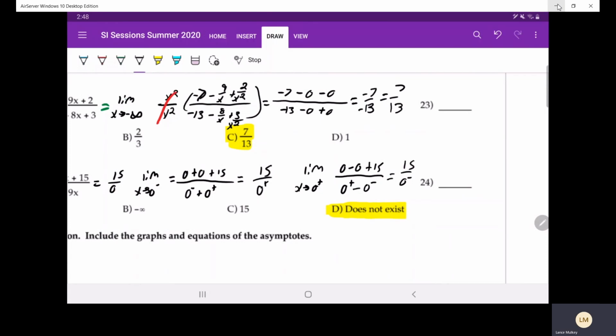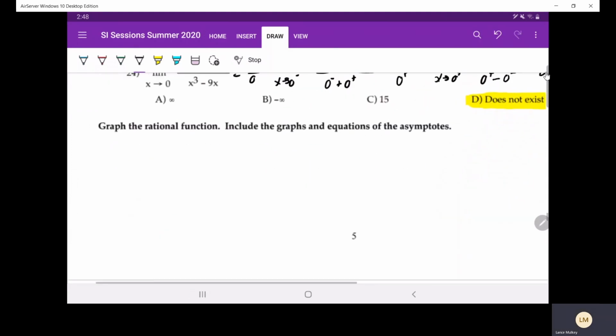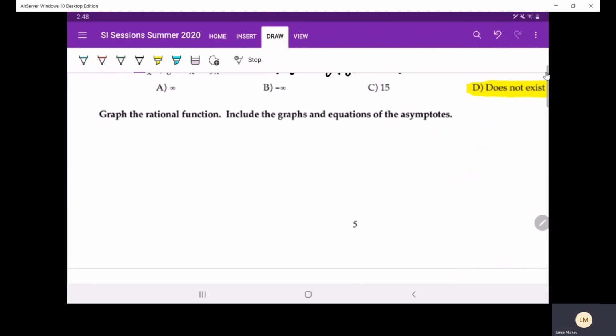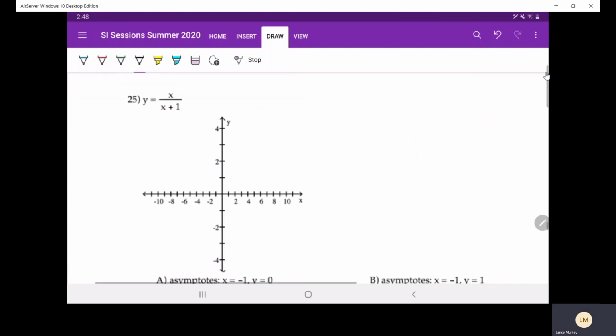You're going to have 15 over negative x, or 0 negative, so it's going to be approaching negative infinity from the right. And from the left, it's approaching infinity. So it does not exist. That's how I solve those that are tricky like that, personally. That's just how my mind works.